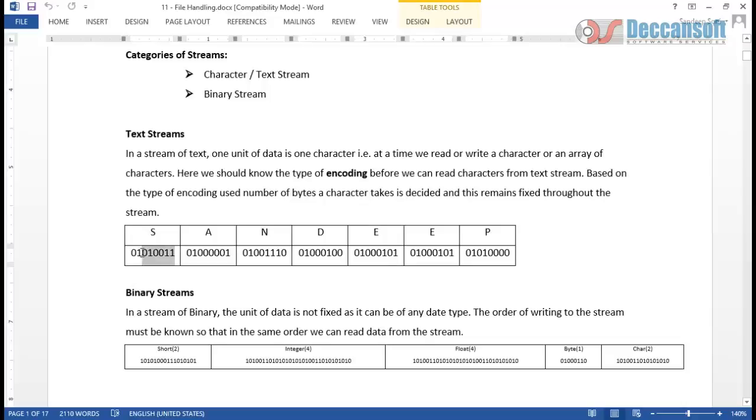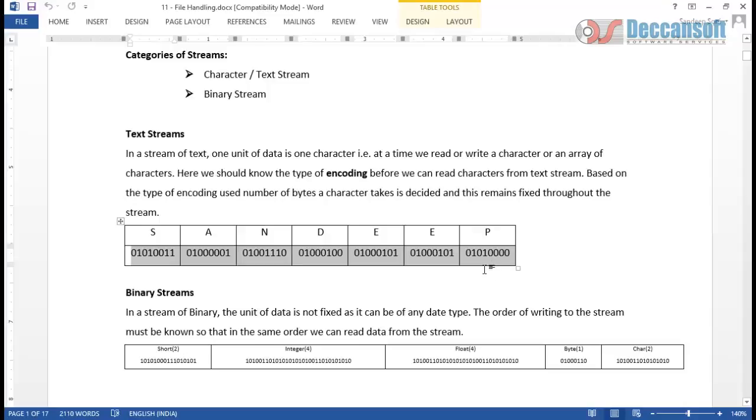The binary form of the ASCII value of S will be stored. In continuation, the binary form of the ASCII value of A will be stored. Again in continuation, the binary form of the ASCII value of N. So for every character we have an ASCII value. That ASCII value in binary format will be stored in a file. So if Sandeep in text format has to be stored in a file, it is actually going to store a continuous stream of bits like this in a file.